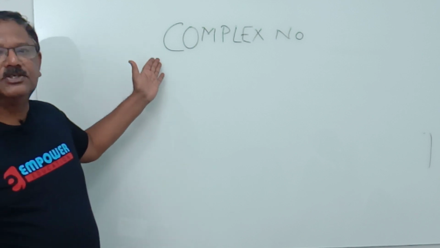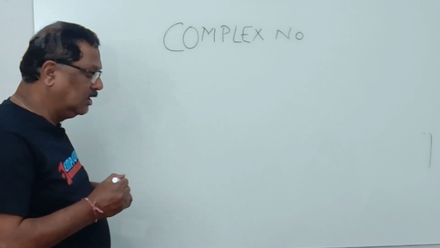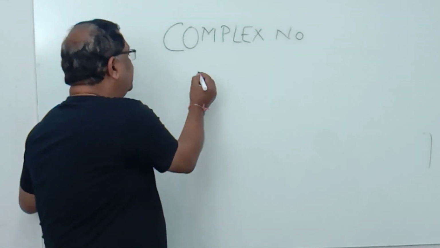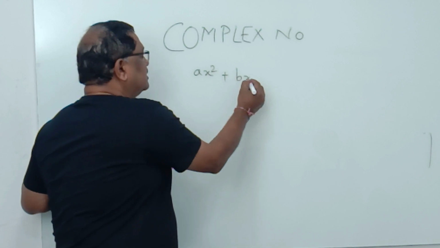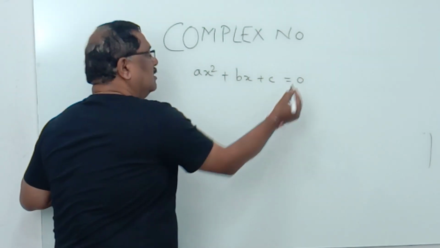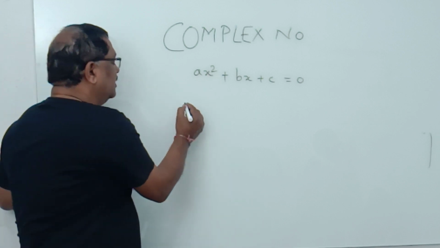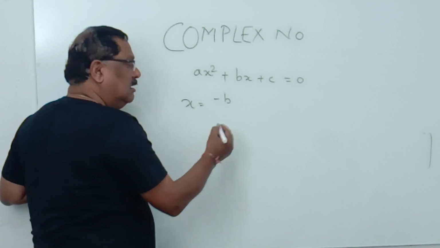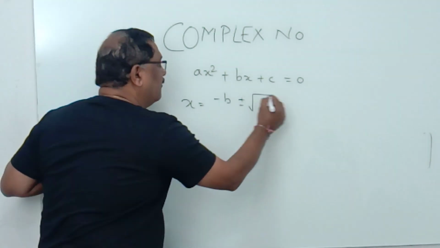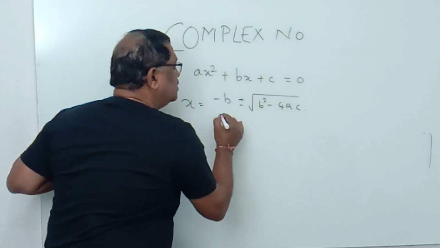Today we will have some introduction about the topic called complex numbers. As you know already, in 10th standard you have studied the quadratic equation, ax square plus bx plus c equal to 0. Then you have the degree 2, so you will have two roots of the equation. So x is equal to minus b plus or minus under root of b square minus 4ac upon 2a.